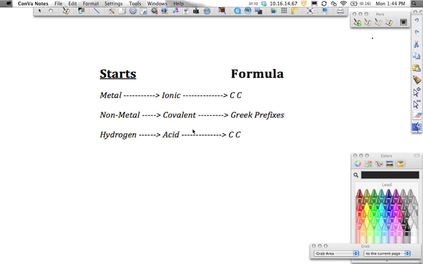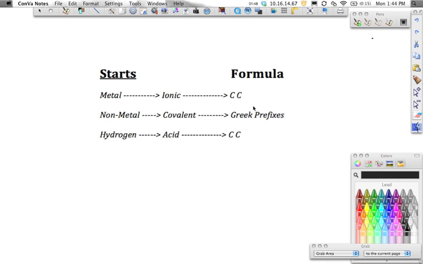Now, if we start with a metal, we're going to have an ionic compound, and we're going to use the rules for naming ionic compounds, which we're going to go over later. And if we have the name and we want to write the formula, all we would do is just crisscross. If it starts with a non-metal, we're going to have a covalent compound, and we'll use the rules for naming covalent. Or if we wanted to write the formula, we would just look at the Greek prefixes. With hydrogen, it would be an acid, and we would also crisscross. We've also said that you can balance out the hydrogens, but it's basically the same thing.